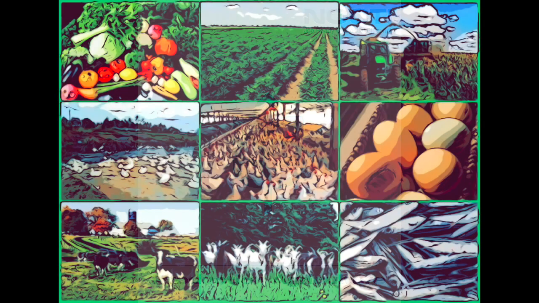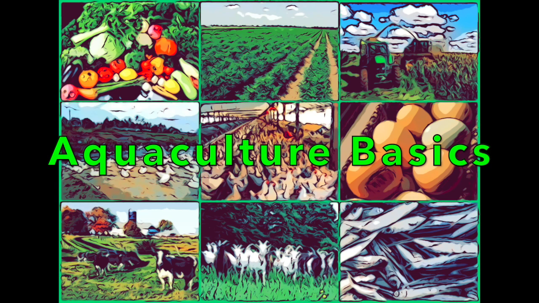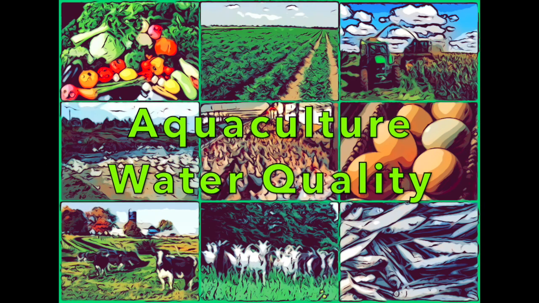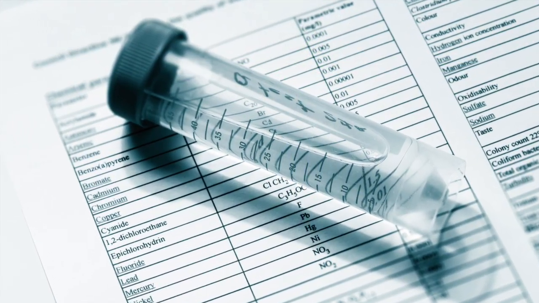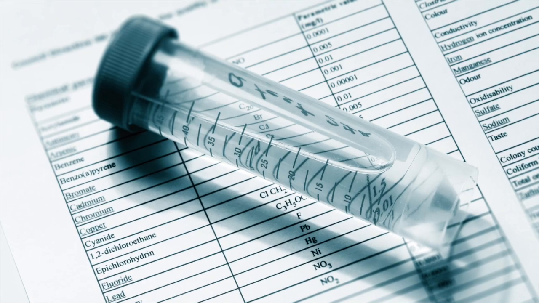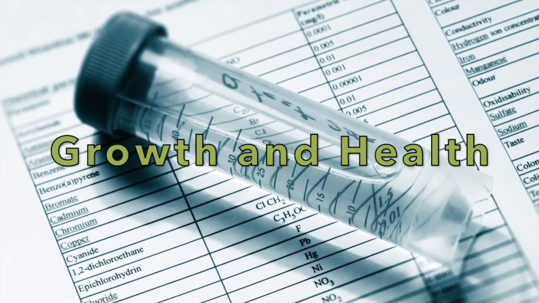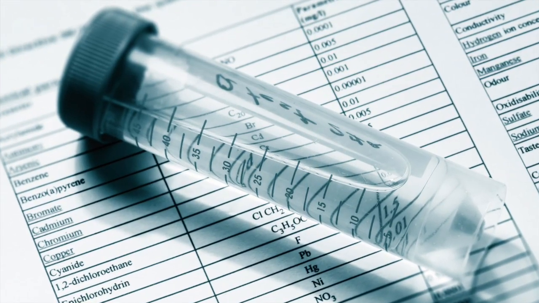This micro-credential deals with aquaculture basics and consists of 5 targeted skills. This targeted skill deals with aquaculture water quality. Aquaculture water quality is different for each species. It must be monitored in order to ensure optimum growth and health for each species in an aquaculture environment.